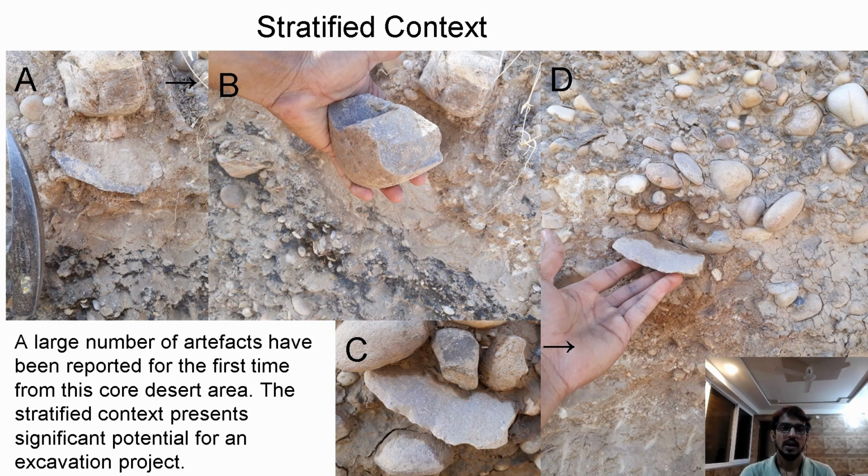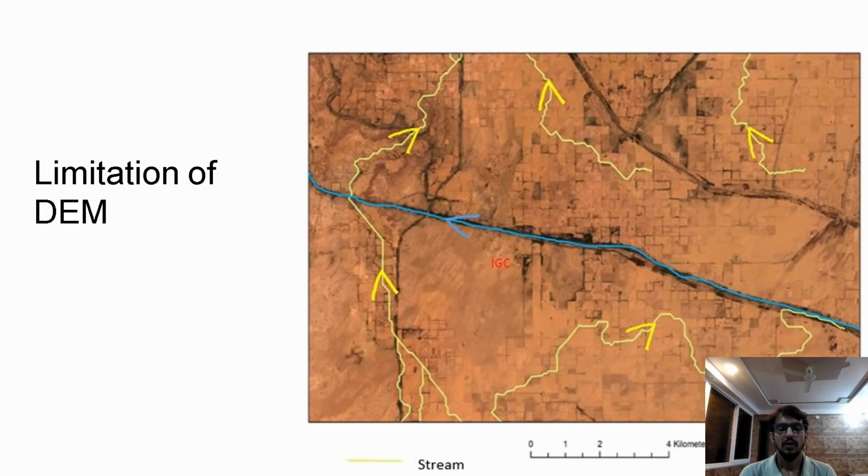Interestingly, earlier findings were very few in number. Always just a few artifacts randomly scattered on the surface, sometimes a few dozen, but it never happened in a stratified context and in large numbers. So this is the first time it is recorded in large numbers as well as in a stratified context. Here you can see.